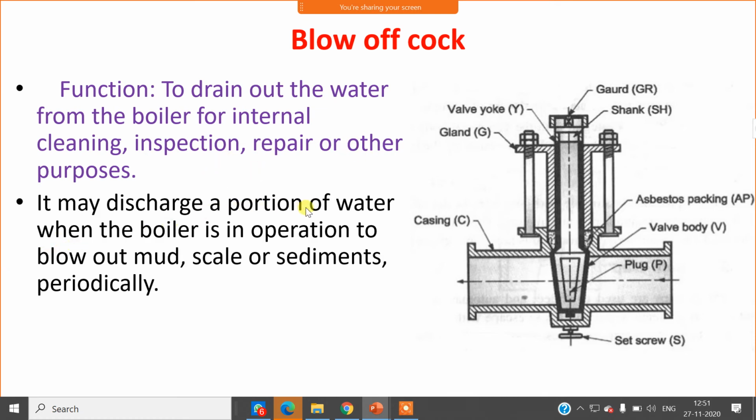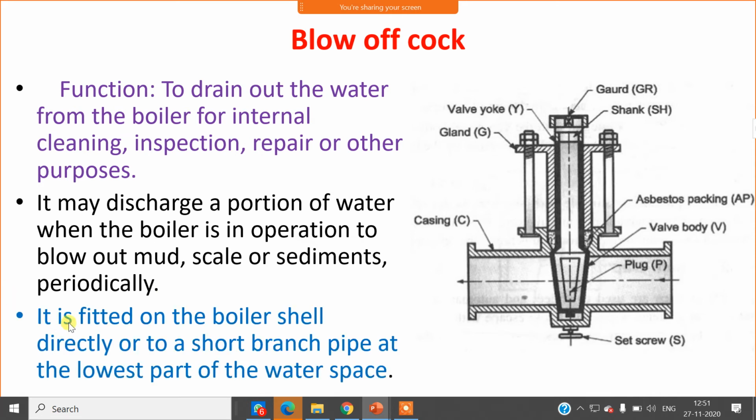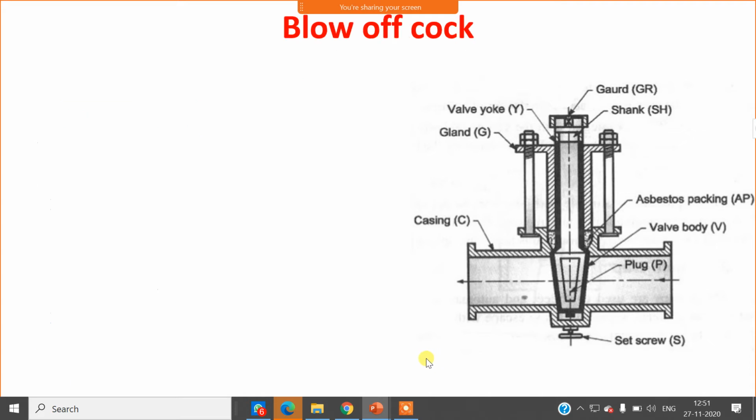It may discharge a portion of water when the boiler is in operation to blow out the mud, scale or sediment periodically, and that period is 5 to 6 hours. Every 5 to 6 hours this blow off cock is opened to remove mud and impurities. It is fitted on the boiler shell directly or to a short branch pipe at the lowest part of the water space, so that collected impurities can be removed.